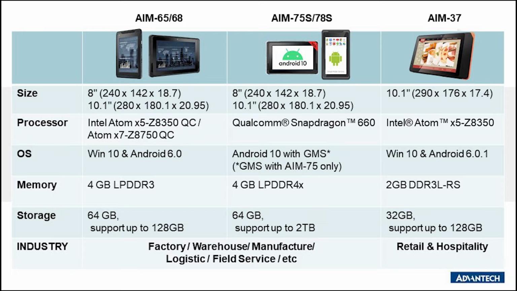The size for all AIM is quite standard, with sizes of 8 and 10 inch. AIM37, AIM65 and 68 support Windows and Android 6.0, so it's a dual operating system, while AIM75 and 78 support Android 10, and AIM75 is with GMS. GMS, certified for Google Mobile Services, allows users to access Google applications.